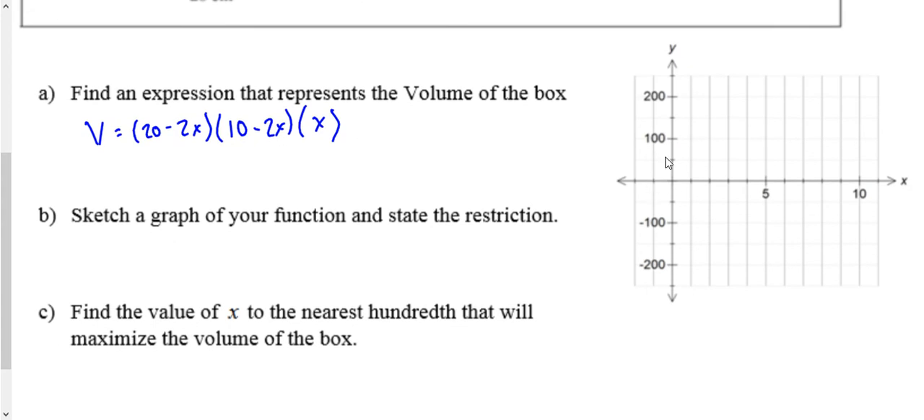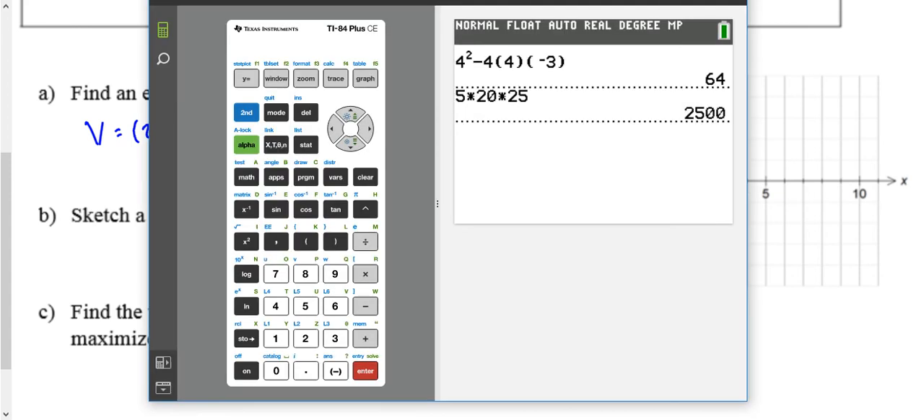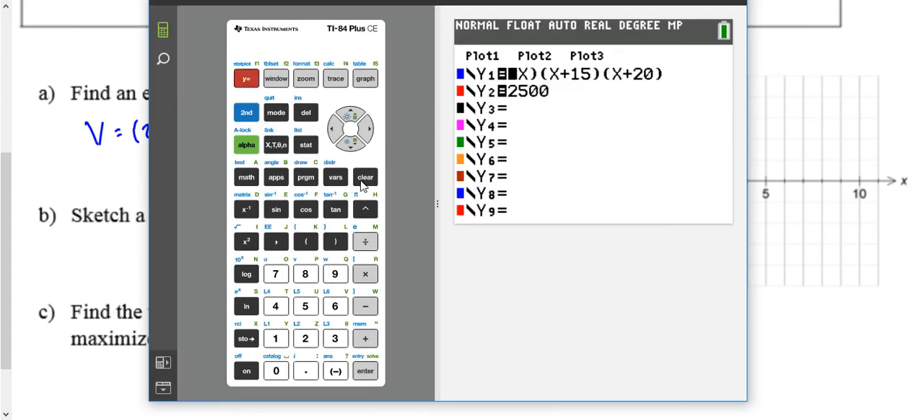Here it says sketch a graph of your function and state the restriction. So notice that my graph here is between negative 200 and 200 for y's, and probably negative 2 to 10 for x's. So let's set up something similar. First off, type in your equation. So we got 20 minus 2x times 10 minus 2x times x. And I use brackets for all my multiplication, of course.